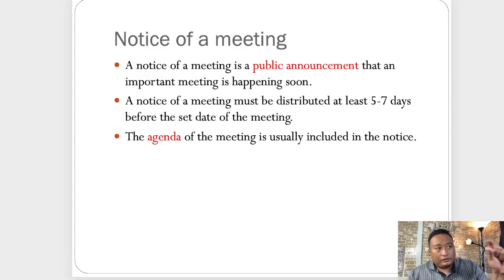The agenda of the meeting is usually included in the notice, the one that I said. In the notice, surat panggilan mesyuarat tu mesti kena ada agenda sekali. Agenda number 1, number 2, number 3, number 4, the list can go on. Supaya apa agenda tu kena ada?